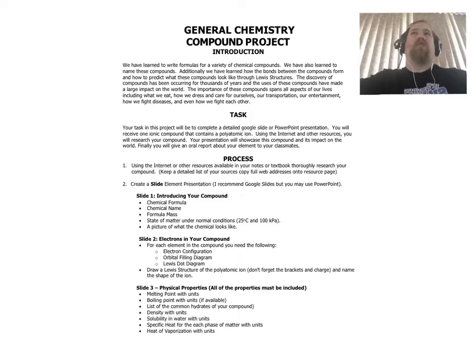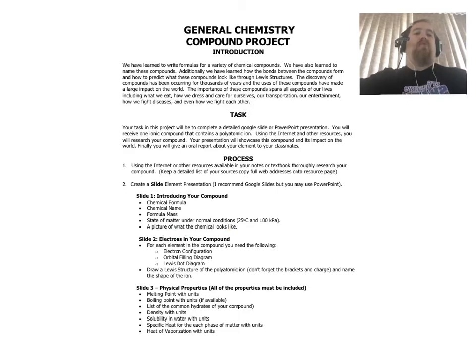Whenever you look up a compound or an element for that matter, it will give you what it appears as under normal conditions. So is it normally a solid, a liquid, or a gas? I'm going to go out on a limb here and tell you most of yours are going to be solids, but it should be easy to look up. Final thing you need for slide 1 is just a picture of what the compound looks like.